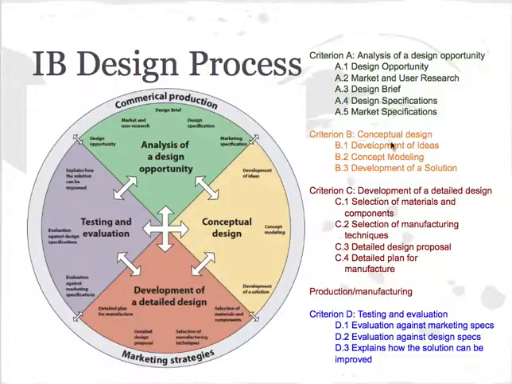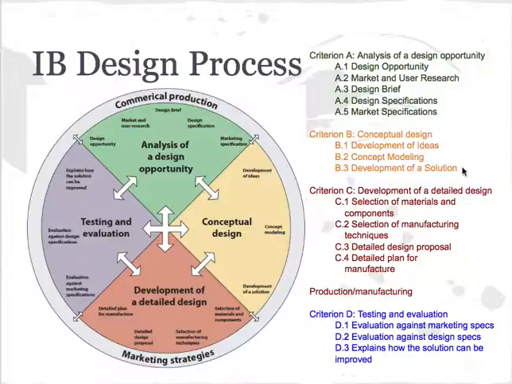Once we were done with that, we went to Criterion B, which was conceptual design. In that section, we designed all kinds of different sketches. We designed 12 different individual parts when we started in the development of ideas. Then we redesigned and refined those ideas into conceptual modeling, which was us going through and really detailing every specific piece and how it was going to work, trying to make those ideas a little more solidified.